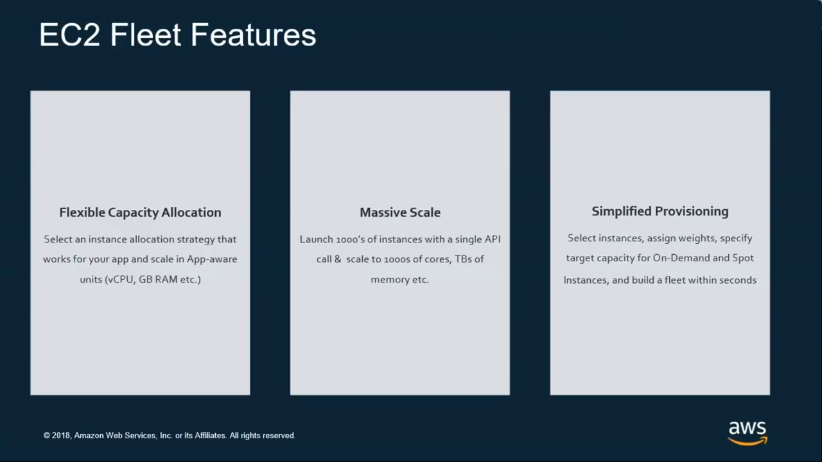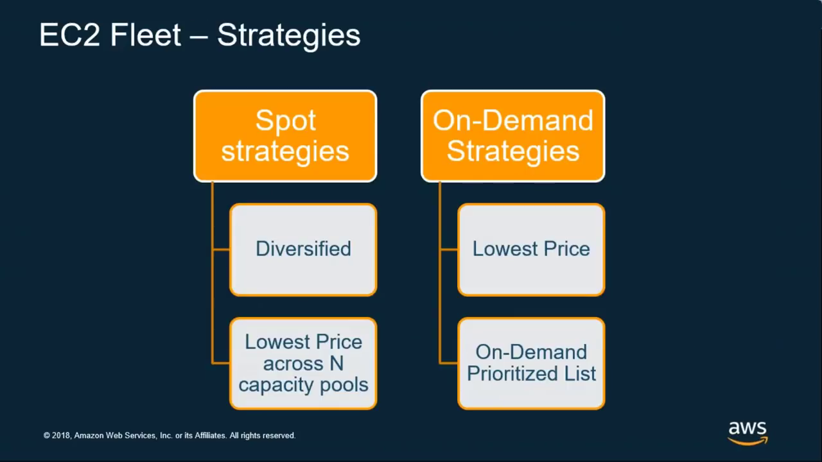And then finally, simplifying that provisioning across purchase models is something that a lot of customers have asked us for. That ability to just say, I want 100 units and 50 of them should come from Spot, a single API call, and we'll provision that on your behalf and deploy using allocation strategies. Which happily brings me to Fleet allocation strategies. We have allocation strategies for Spot and for on-demand, and based on how you're using EC2 Fleet, you might choose to use diversified for Spot and prioritized for on-demand.